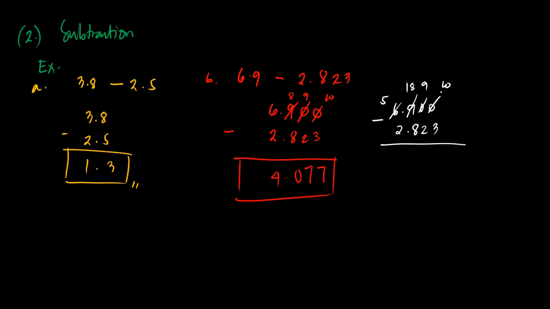Ito magiging 10. 10 minus 3, you will have 7. 9 minus 2, you will have 7. 18 minus 8, you will have 10. Carry 1. Decimal point. 1 plus 5 is 6. 6 minus 2 is 4. So, same lang class ang nakuha natin. Okay? Let's have multiplication.